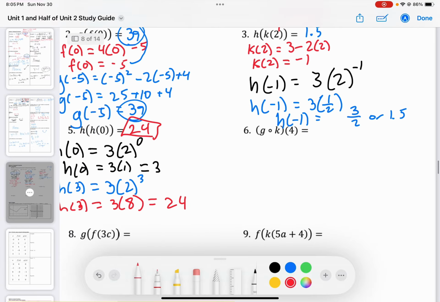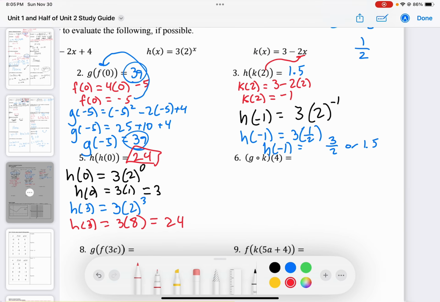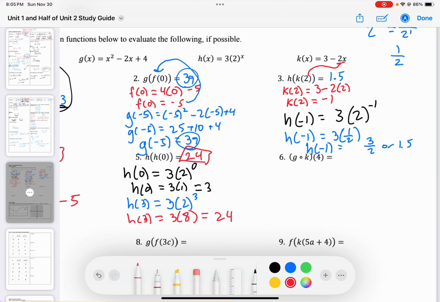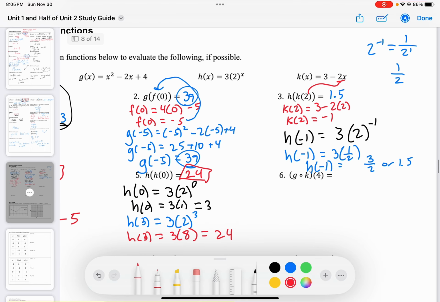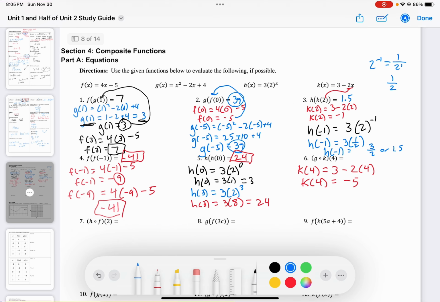All right, the g of k of 4. So I'm going to input 4 into k, and then I'm going to input that output into g. So the k of 4 is equal to 3 minus 2 times 4. The k of 4 is equal to 3 minus 8, which is negative 5. Negative 5 becomes the input to g.